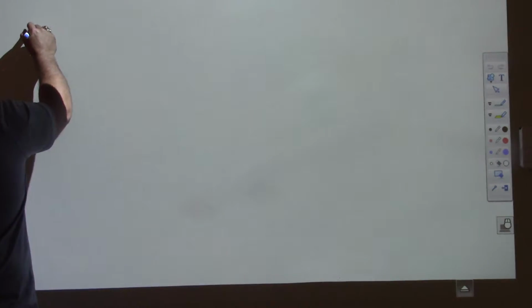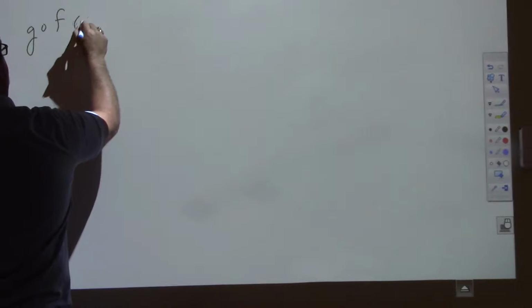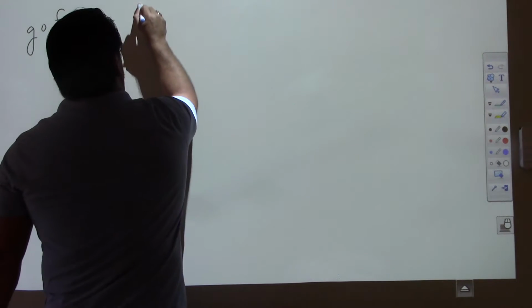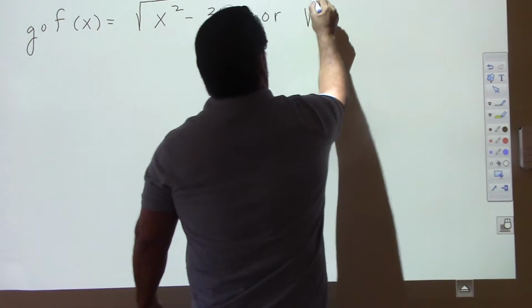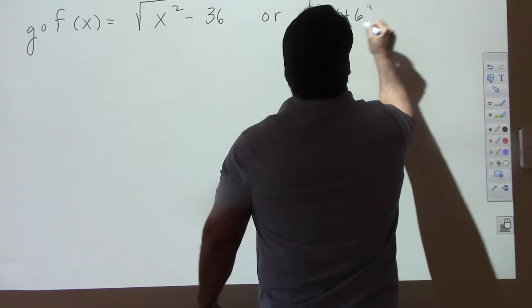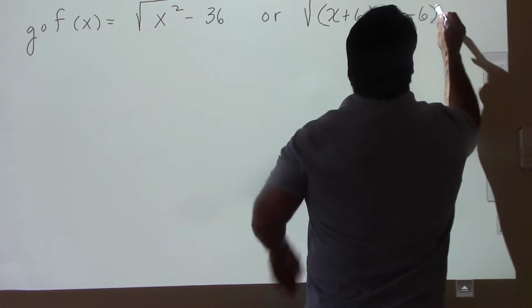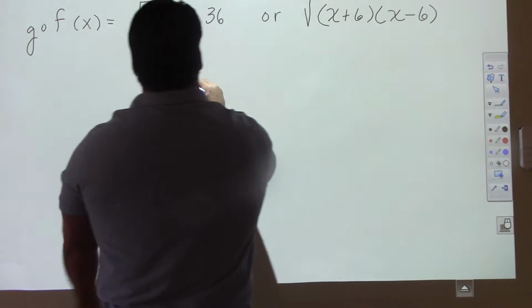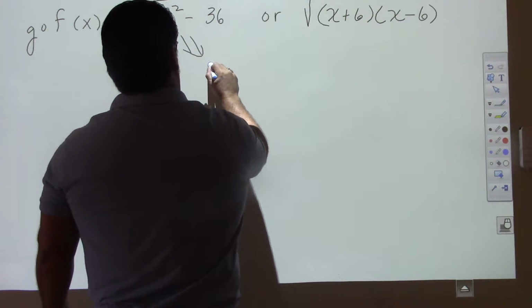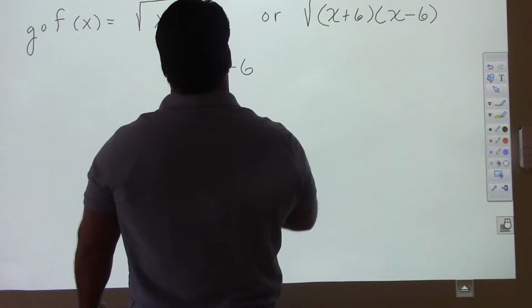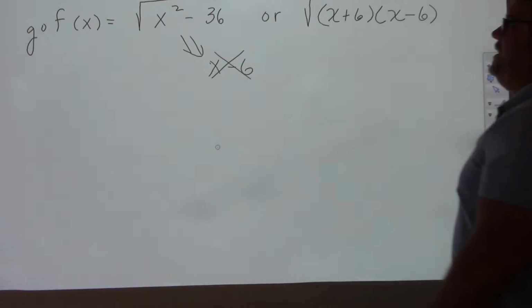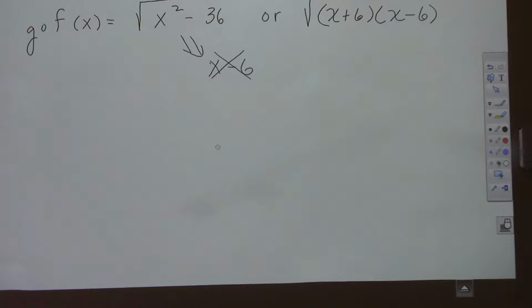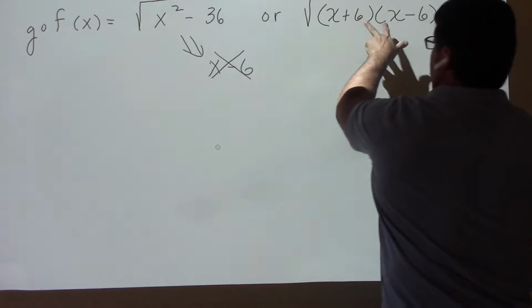And we're going to call it G composed of F. Is that what it was? Equals the square root of x squared minus 36, or the square root of x plus 6 times x minus 6. Now the reason I'm doing this is to show you that you can't do this. You can't take the square of x squared and the square of minus 36 because they're together. So you can either do this or you can do this.